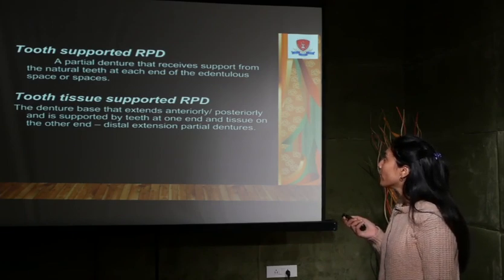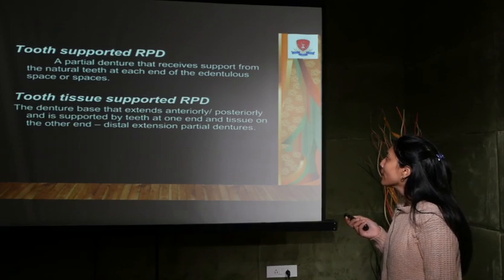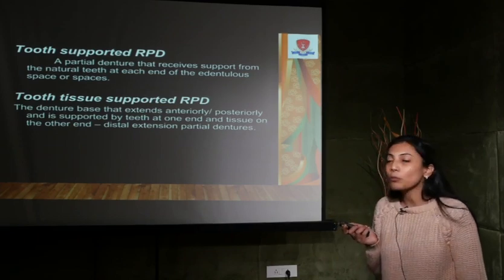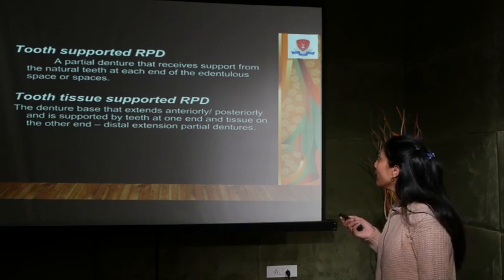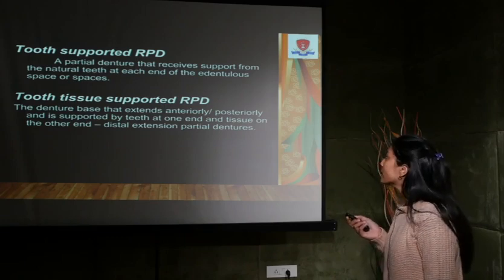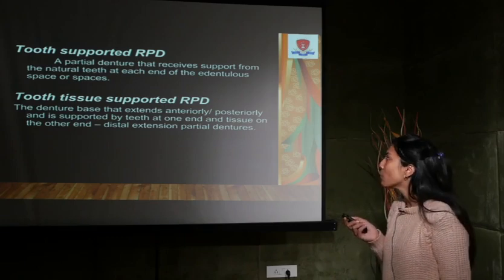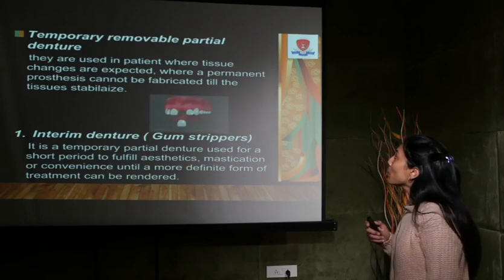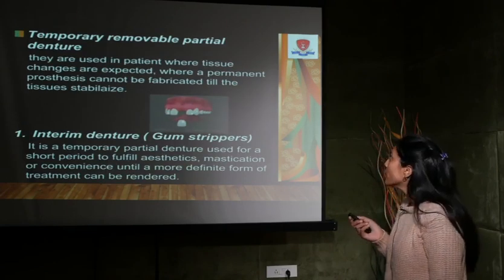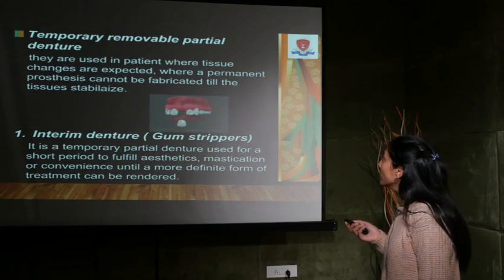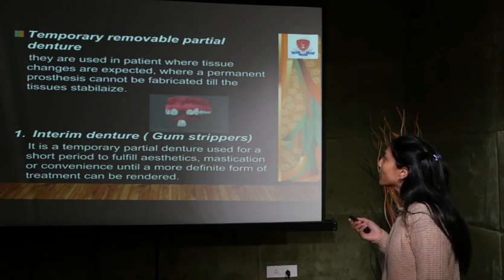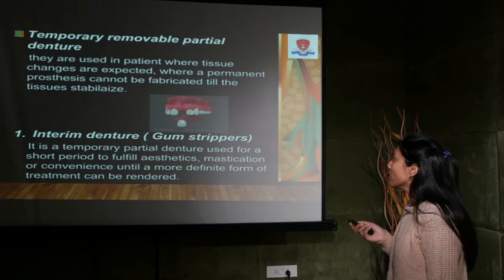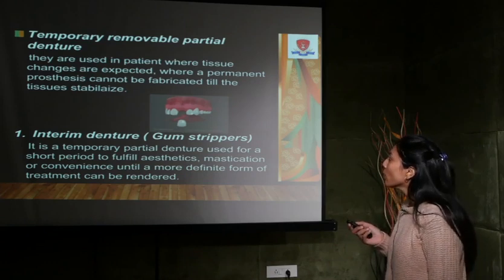Tooth tissue supported RPD: the denture base extends anteriorly or posteriorly and is supported by the teeth at one end and the tissues on the other end. Distal extension partial dentures are the example of tooth tissue supported RPD. What is temporary removable partial denture? They are used in patients where tissue changes are expected, where a permanent prosthesis cannot be fabricated till the tissue stabilization.